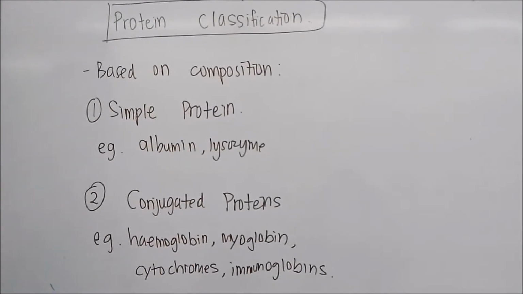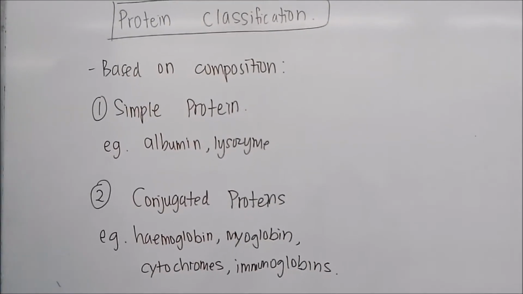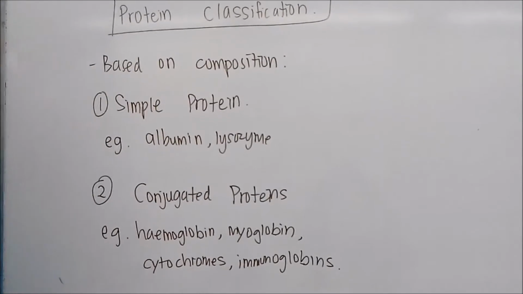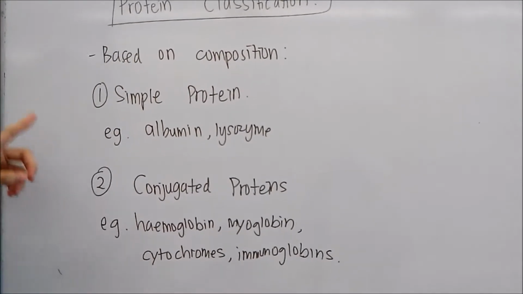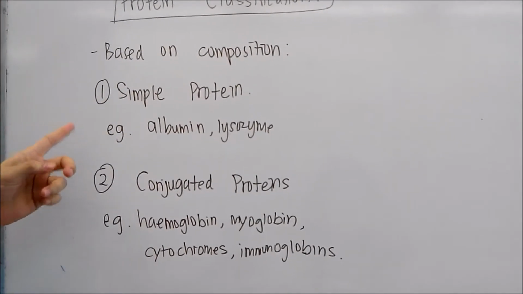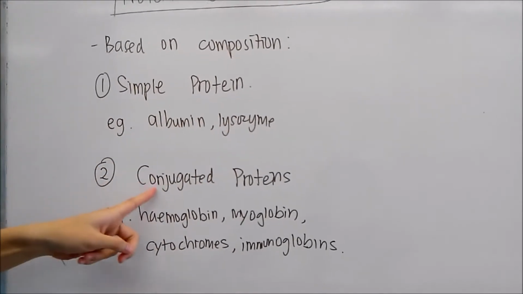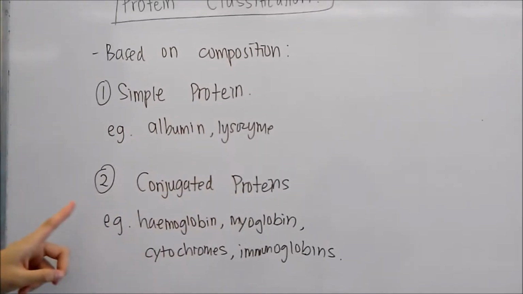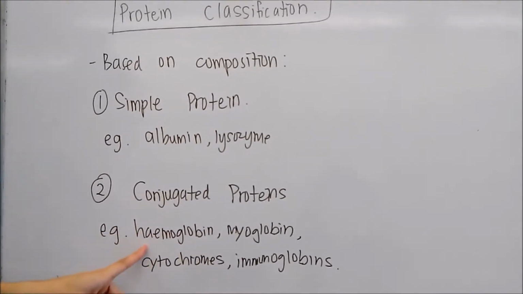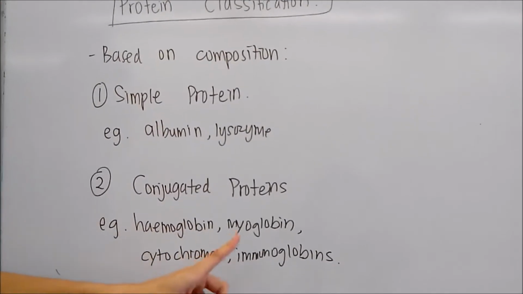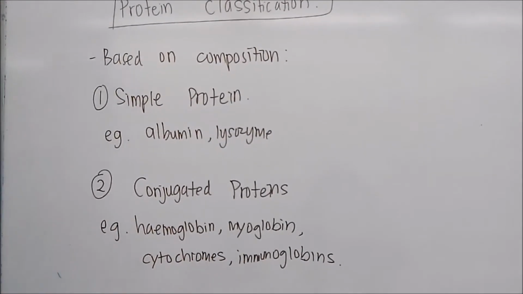Protein not only can be classified by its structure, but it also can be classified based on composition. First, simple protein. For example, albumin, lysozyme. And second, conjugated proteins. For example, hemoglobin, myoglobin, cytochromes, and lastly, immunoglobulins.